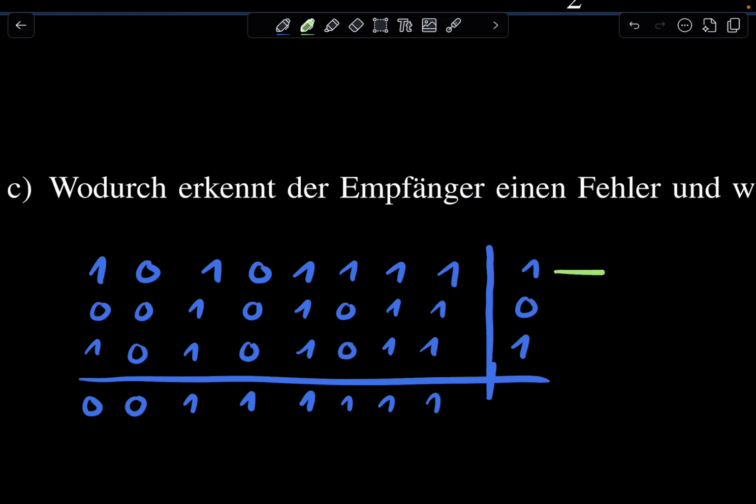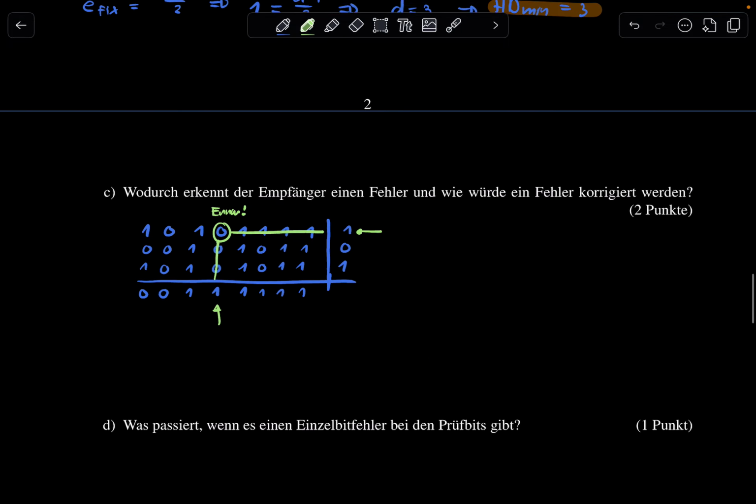Oh, we have an error here because the amount of ones is uneven. And then here as well, we will find an error. So if we track it down, right, this is the error. So that's how it works.